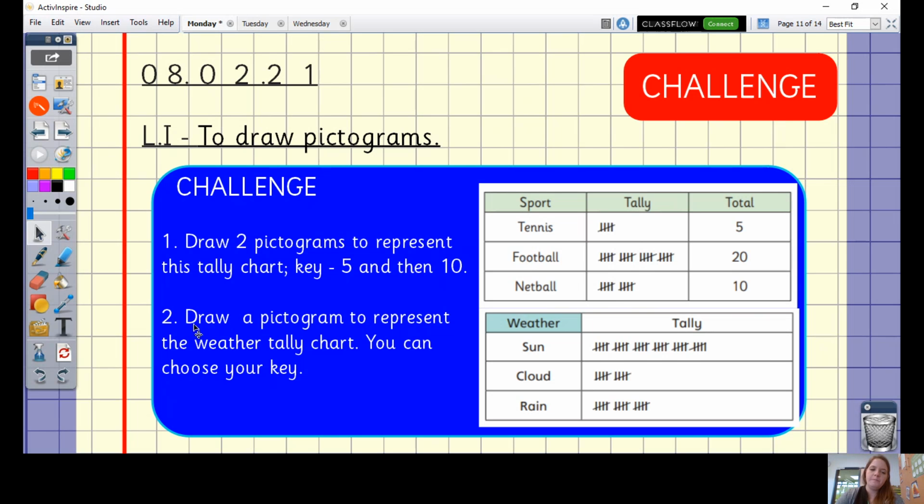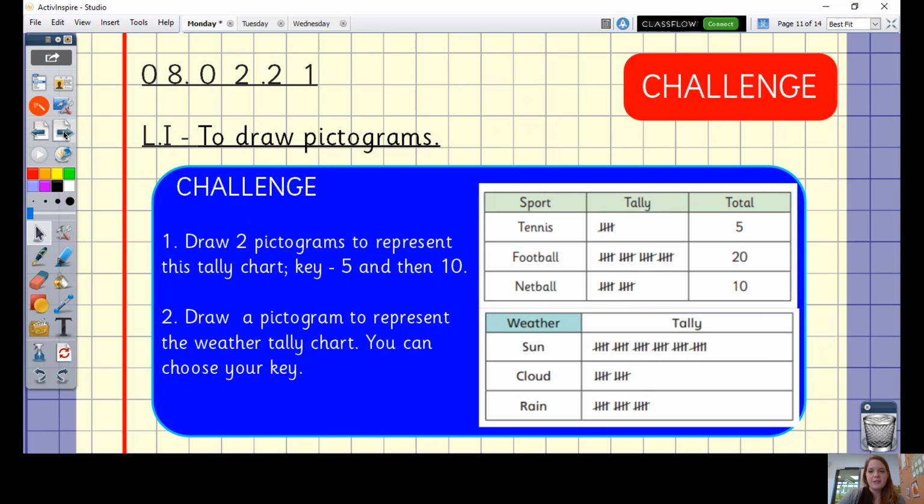And then for number 2, I'd like you to draw a pictogram to represent the data in this weather tally chart. Now, it's up to you which key you would like to choose, but make sure you choose carefully, looking at the totals and thinking about the multiples of 2, 5 or 10. Which one will be easiest for you? Okay, so those are your challenges for today. So I should have 3 pictograms, 2 pictograms to show sport, and 1 pictogram to show the weather.